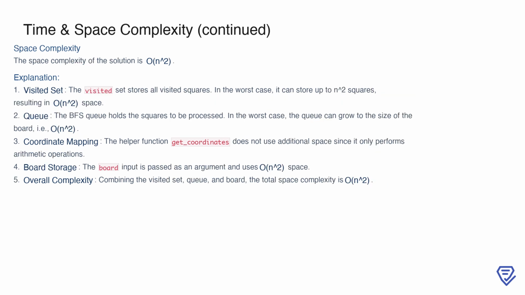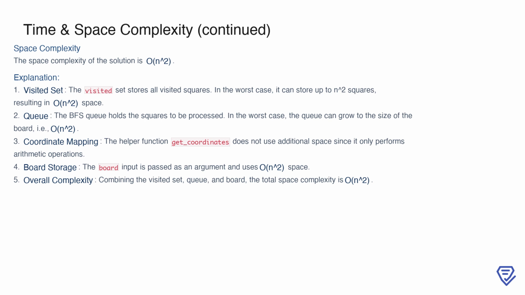Now, let's consider the space complexity of the solution, which is also n squared. This is primarily determined by the data structures used during the BFS traversal. First, we have the visited set, which stores all the squares that have already been explored. In the worst case, this set can grow to include all n squared squares. Similarly, the BFS queue, which holds the squares waiting to be processed, can also grow to the size of the board in the worst case, contributing another n squared to the space complexity.